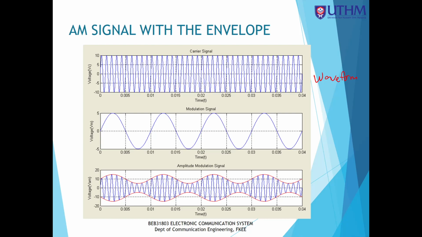So you see that from here, this is the carrier. Originally the carrier has a Vc of 10 volt and a certain frequency. You can calculate the frequency by dividing by the time for one complete cycle. So this one has a few cycles within 0.05.